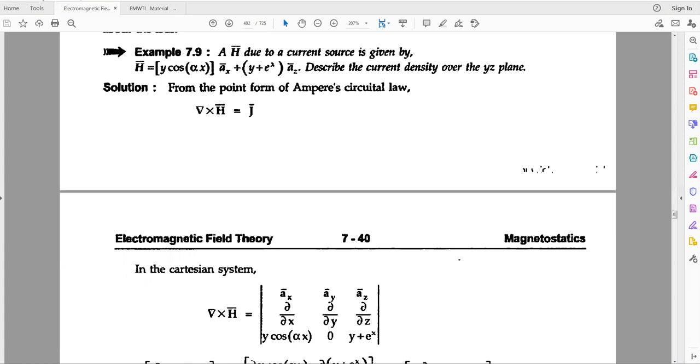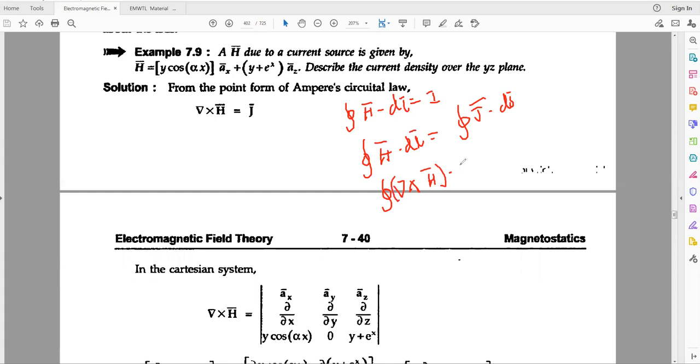According to Ampere's circuit law, one of Maxwell's equations, which we did previously, the closed integral of H bar dot DL bar is equal to I. In terms of J, I is the integral of J bar dot DS bar. When the line integral is converted to a surface integral, we can apply the curl: the integral of del cross H bar dot ds bar is equal to the integral of J bar dot ds bar. Both sides are surface integrals with a dot product, so removing the integral, we get del cross H bar is equal to J bar. This is one of Maxwell's equations, Ampere's circuit law.